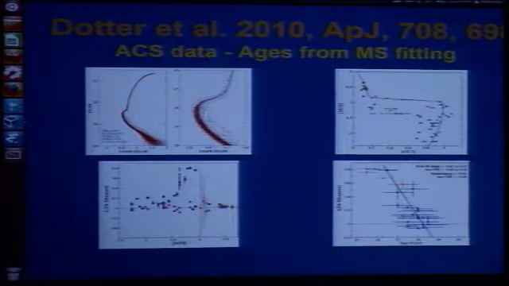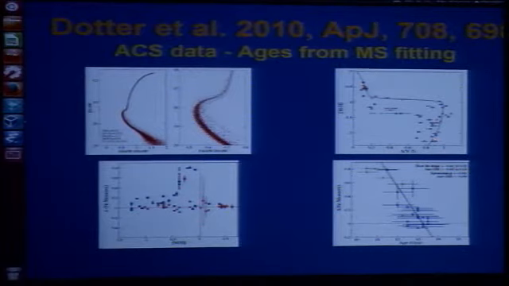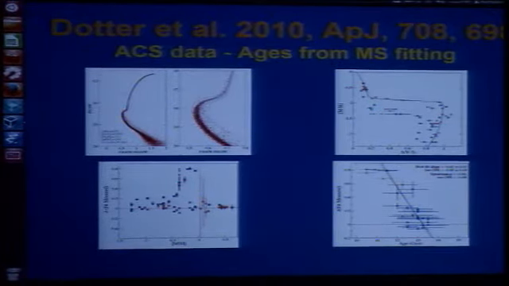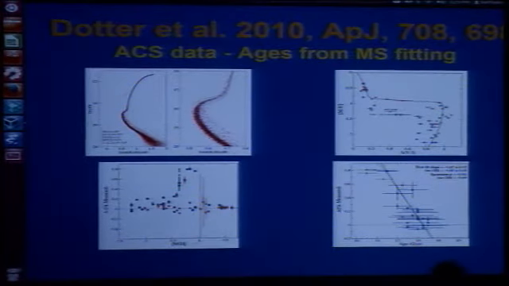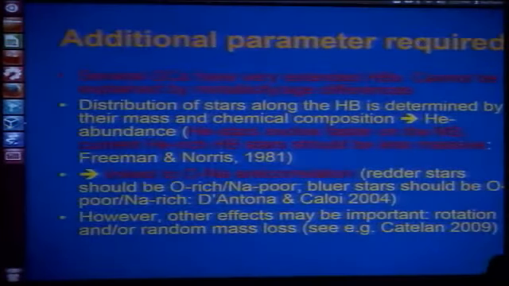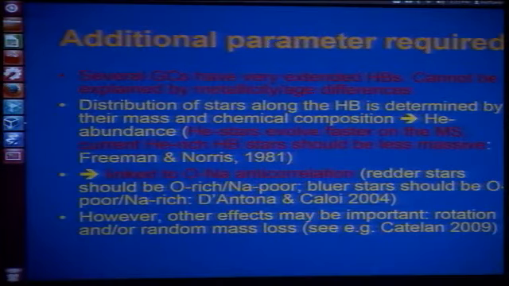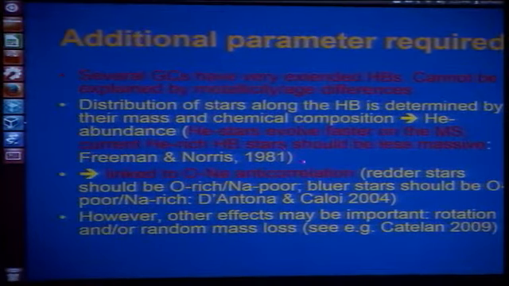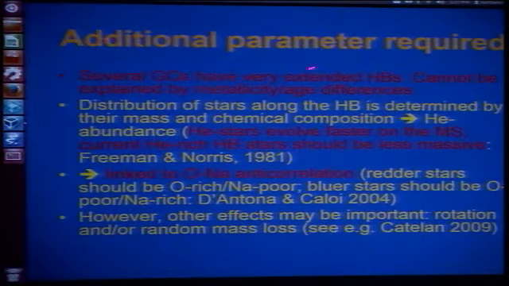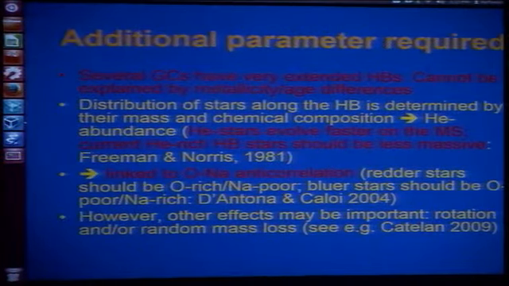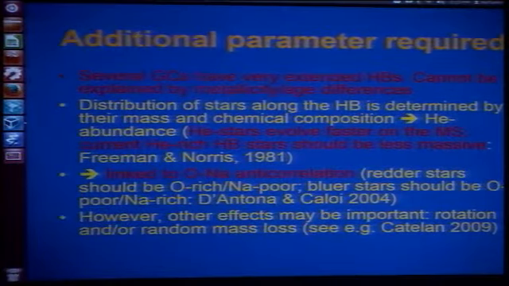And effectively, you see that this kind of correlation, young clusters tend to have a redder horizontal branch than older ones, is confirmed by this data. However, the situation is not so simple because there are clearly additional parameters required. It's not simply age. So it's not simply metallicity and age. It's also metallicity, age, plus some other things.